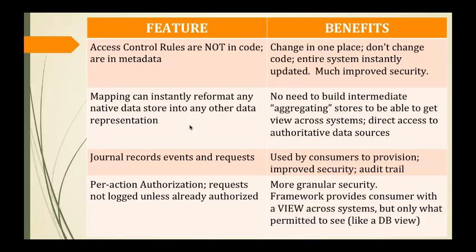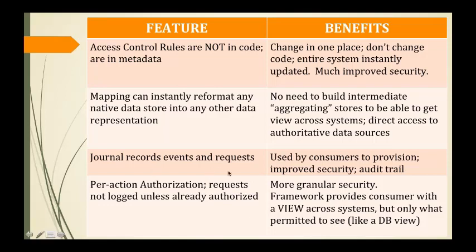There are mappings that can reformat any native data store into any other data representation. So it goes from native store to an adaptive format, and then from adaptive format back to any other store. So you can design the mapping once and it works. It eliminates the need to build aggregating stores, although for some performance reasons you might decide that you want to. It also gives you the ability to look across systems because you have these mappers that know how to pull data out of each one, having first verified that the request is a valid one.